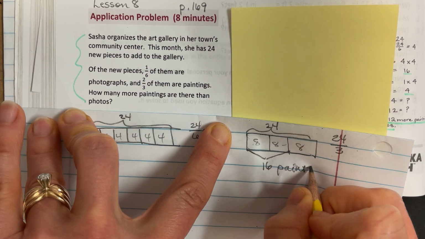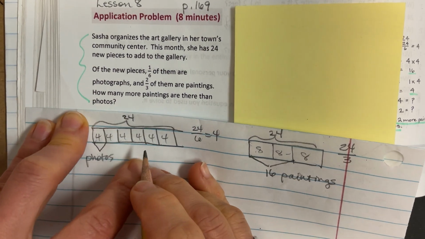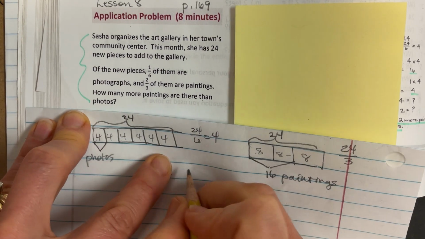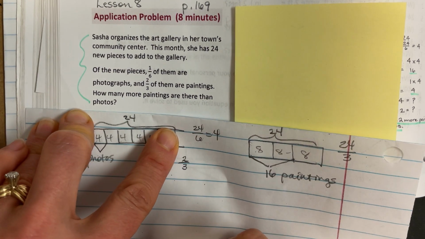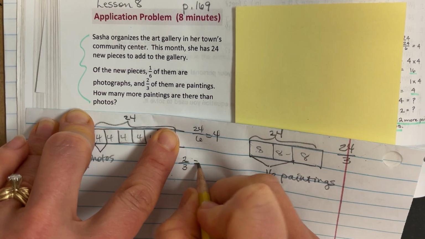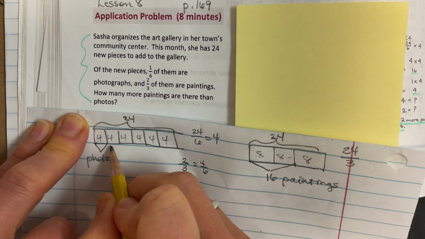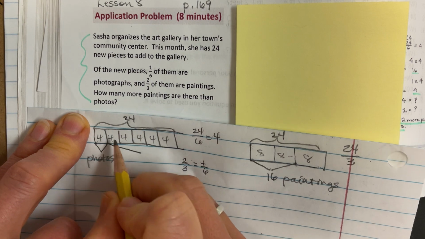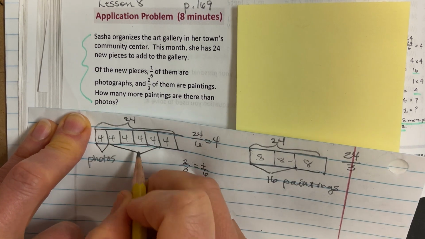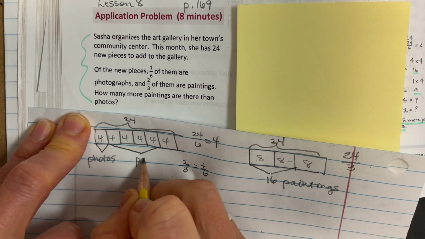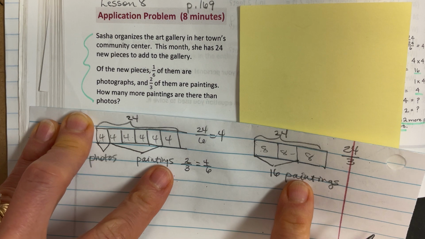Now the other way you could have done this without drawing a second tape was to come over here and say, well, if 2/3 are paintings, remember that 2/3, if you multiply that by 2/2, would be 4/6. Okay, well 4/6 would be 4 of these boxes. 1, 2, 3, 4. And notice 4 groups of 4 is 16. Okay, so you would get 16 paintings either way you decide to solve this.